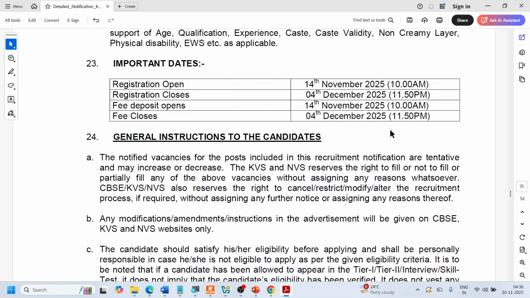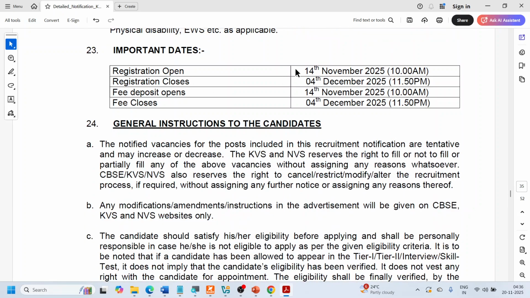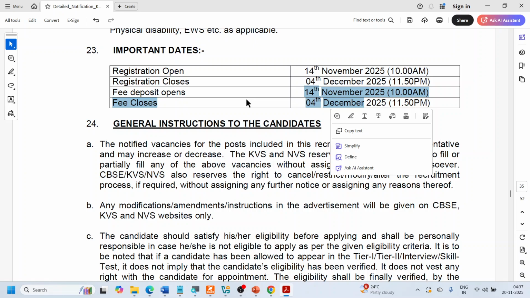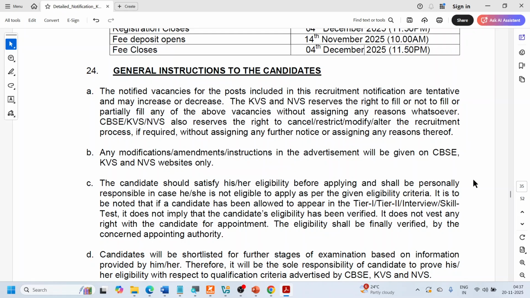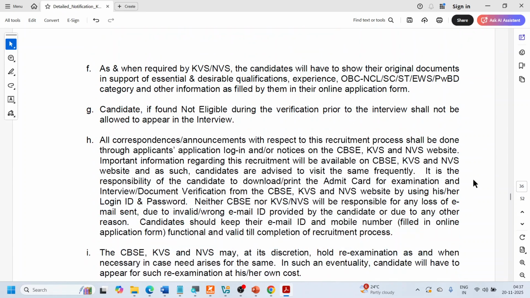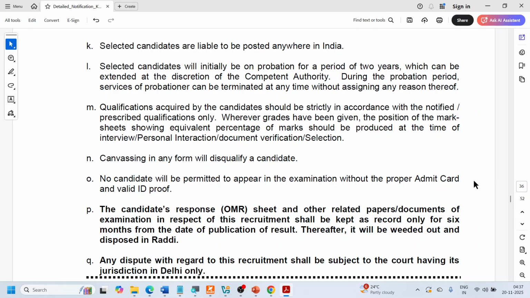This is very, very important. Registration opens from 14th November and the registration closes on 4th December. Fees payment will open from 14th November and fees payment will also close on 4th December. So apply before the 4th. Don't wait until the 4th.